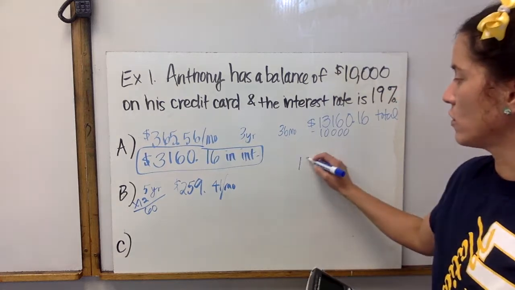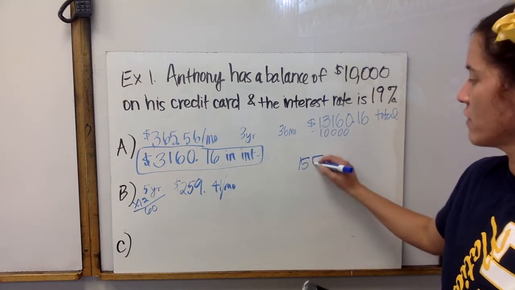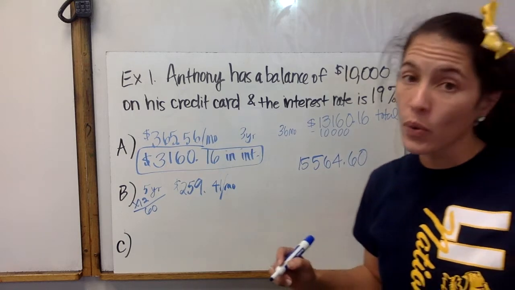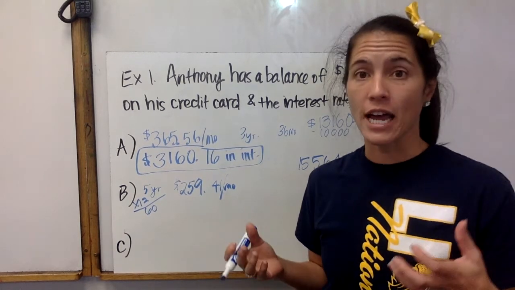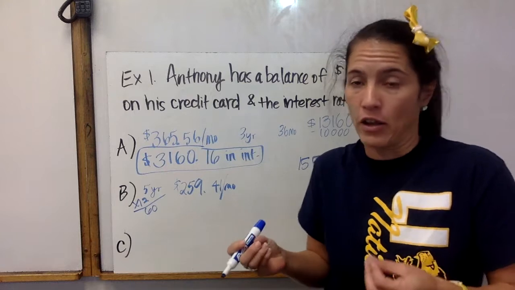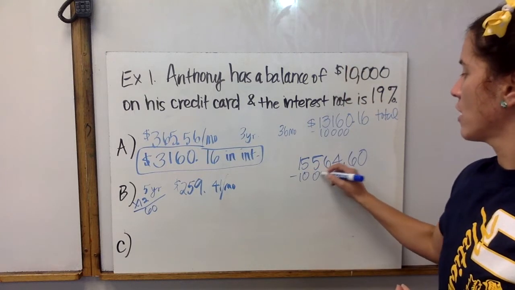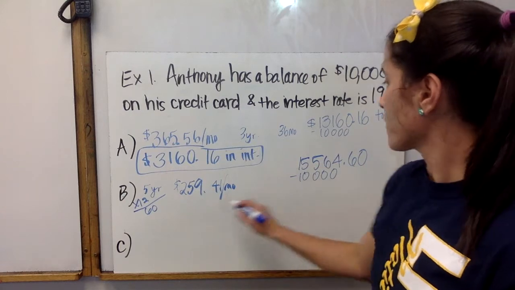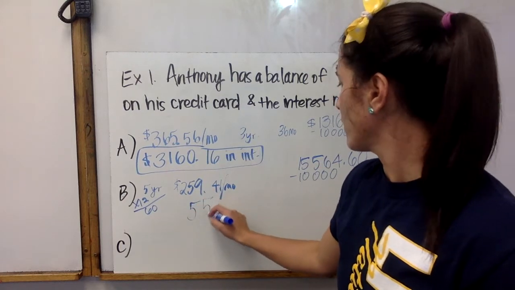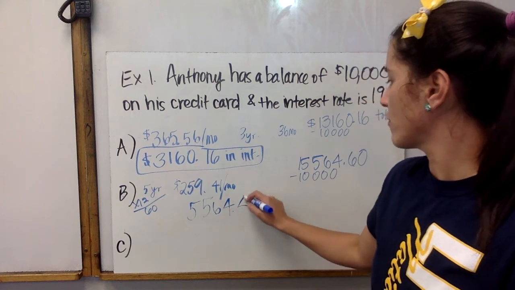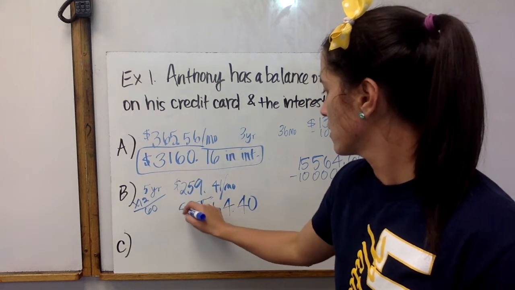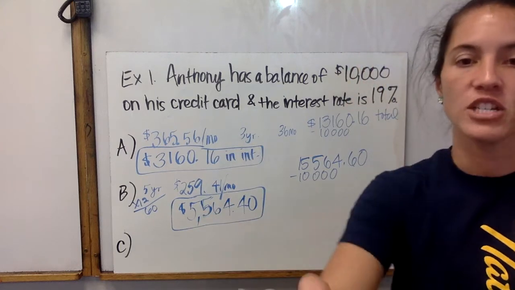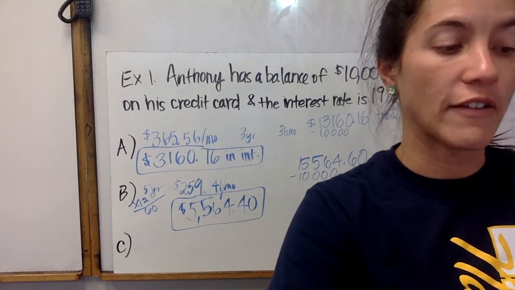And this total is $15,564.60. That's the total in 5 years. Subtract out the $10,000 principal loan amount, and his interest for 5 years is $5,564.60 in interest. That's how much his interest payment is for 5 years.